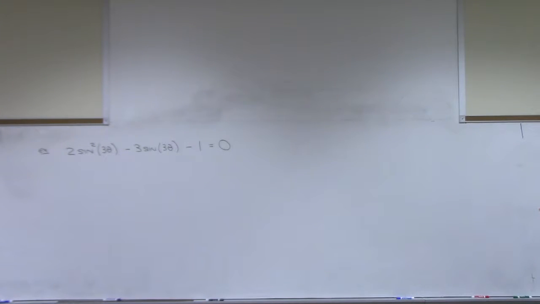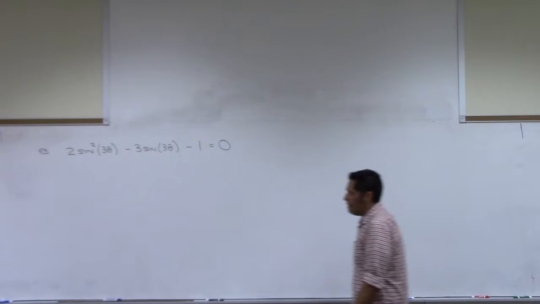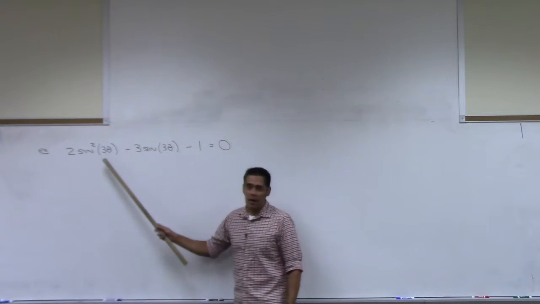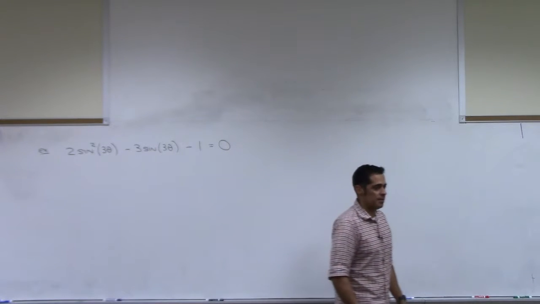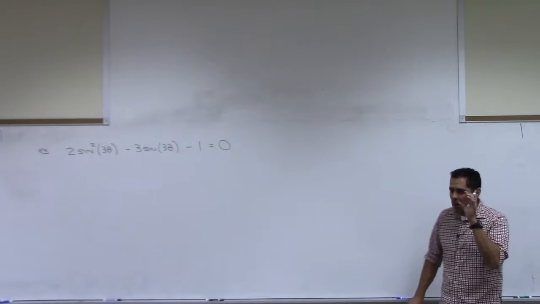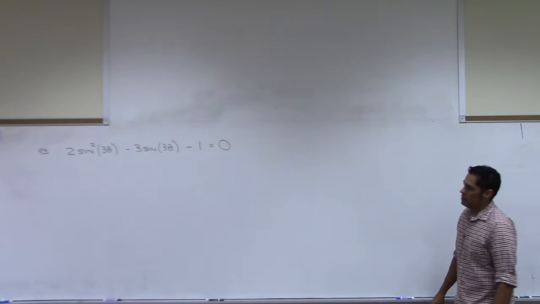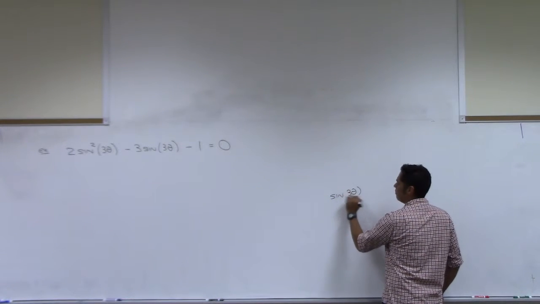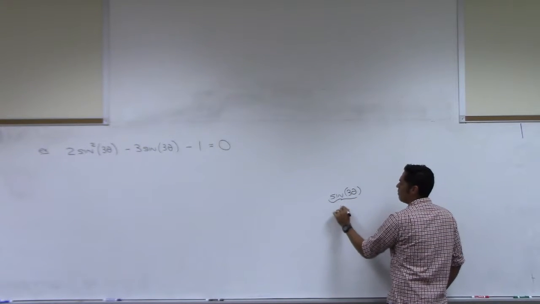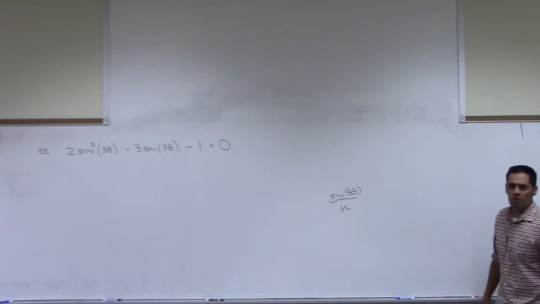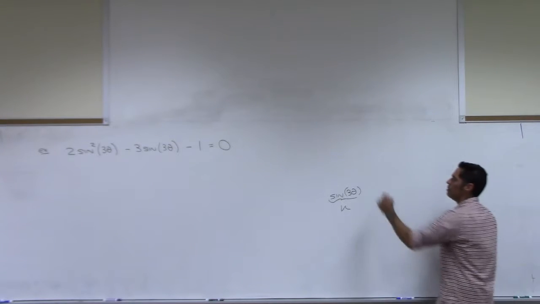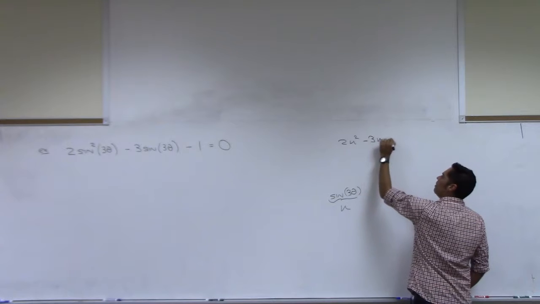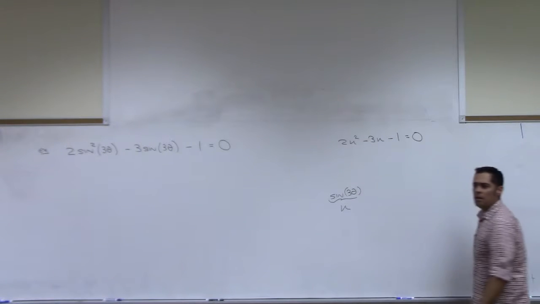Now this is different than what we've done before, because we have the trig function appearing twice. First it's being squared, and then it's by itself, not being squared. So if you squint your eyes, everywhere you see a sine 3 theta, replace it with a u. And if you did that, what would this look like? 2u squared minus 3u minus 1 equals 0. Isn't that what that would look like?